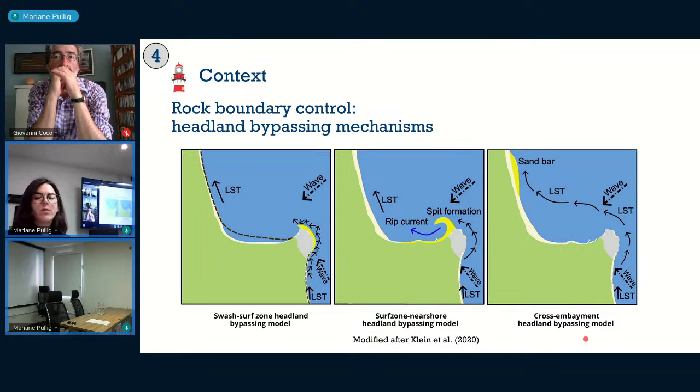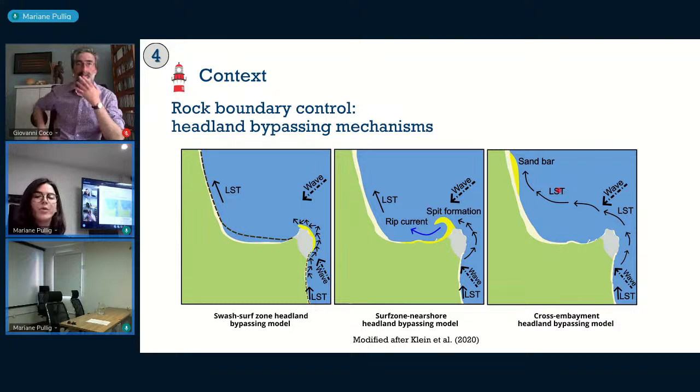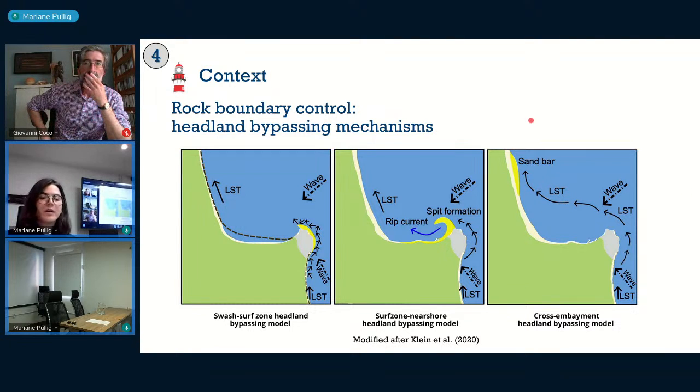And finally, we have the cross-embayment model, in which the sediment is pushed to even deeper portions of the coast, and by the waves and wave-induced currents, it is pushed along the downdrift beach until it reaches the other side of the island.